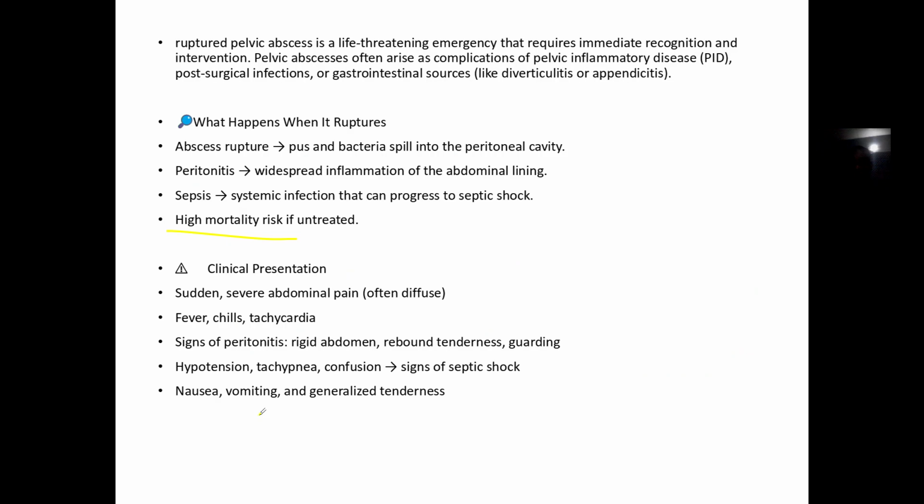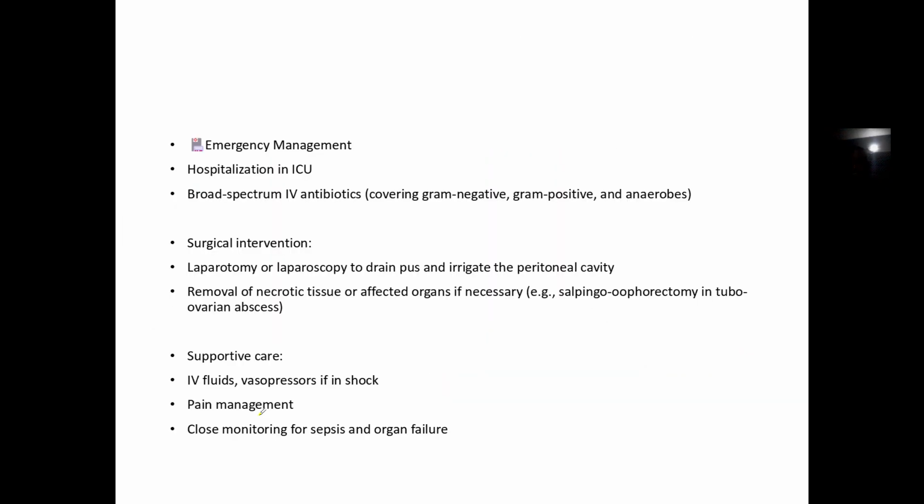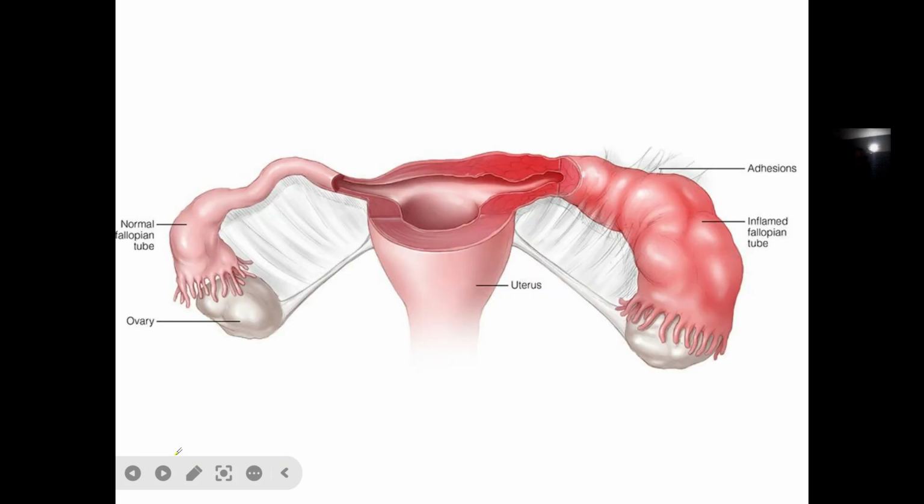So what's the emergency treatment for ruptured pelvic abscess? Of course, you hospitalize the person, and because there's a spill of pus and bacteria into the peritoneum, you have to put the person on broad spectrum antibiotics just to prevent any possible infections from coming up. So surgical interventions that you could do include things like laparotomy, laparoscopy. Then if there's any dead tissue, you also remove it. So removal of necrotic tissue, you remove it, okay? So you also place the person on intravenous fluid, pain management, close monitoring for sepsis or organ failure. Alright, so that's what we got.